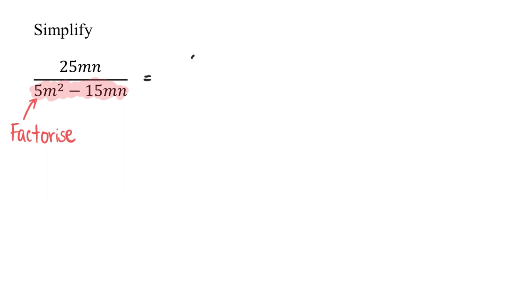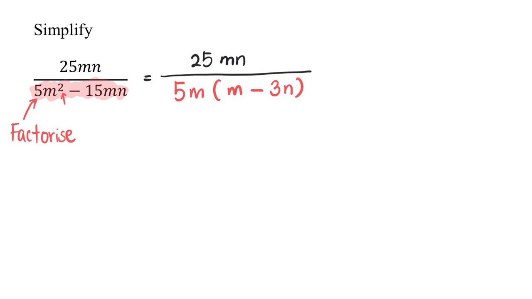So in this question, you will see Mr. Tan writing this as 25mn over 5 and 15. There's a common factor 5, and I see m times m. So one of the common factor is m, and I'm left with m minus 15 divided by 5 will be 3. I have taken out one m as the common factor. I'm left with n.